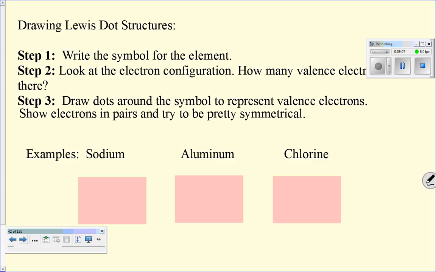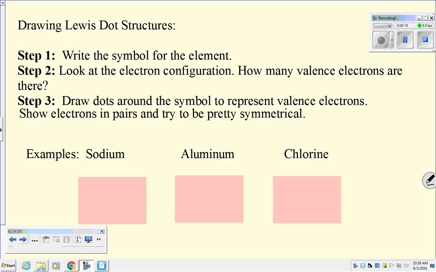Drawing the Lewis dot structure is pretty straightforward. You first write the symbol for the element, and then you're looking at the electron configuration. When you're looking at the electron configuration, you see how many valence electrons there are. We actually ignore all of the inner electrons.